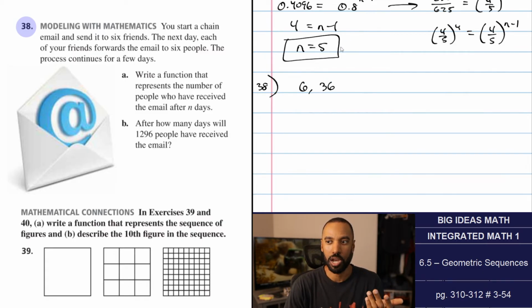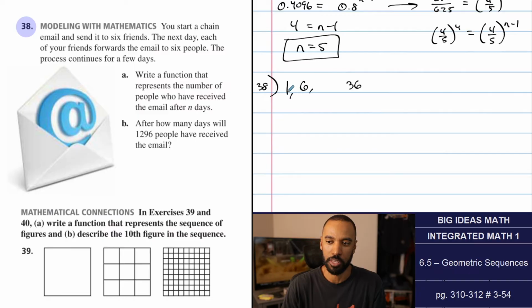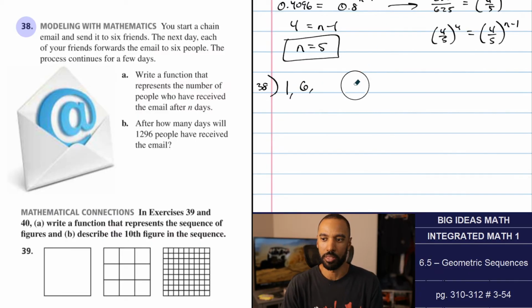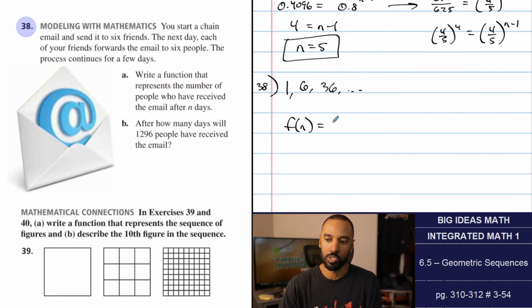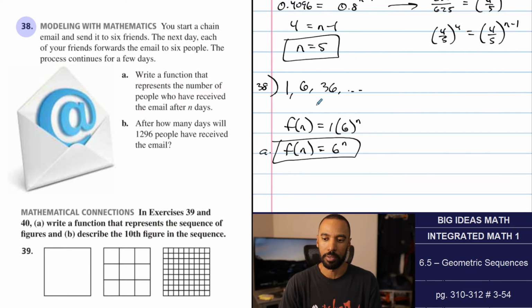So I start... Let's see. I start a chain email. Let's just make me be the first person still. I'll be the first part of the chain. They're the second part of the chain and the third part of the chain, etc. I'll just have to know what I'm doing with that after. So this is going to be f of n equals 1 times 6 to the n power. We also might just write that as 6 to the n, like that. So let's just do it that way.